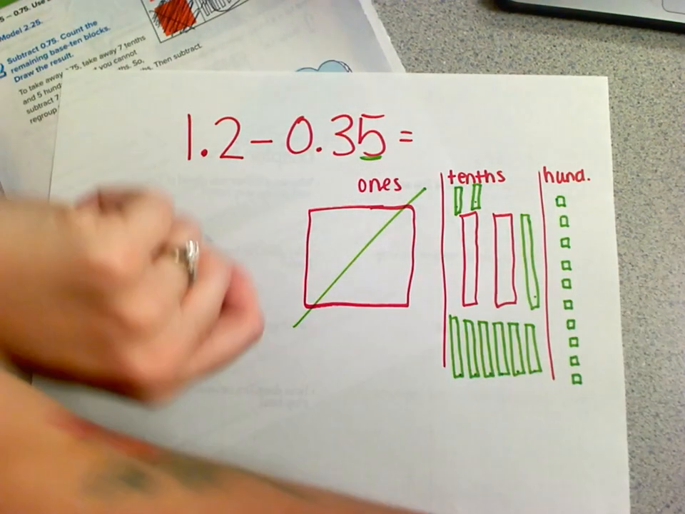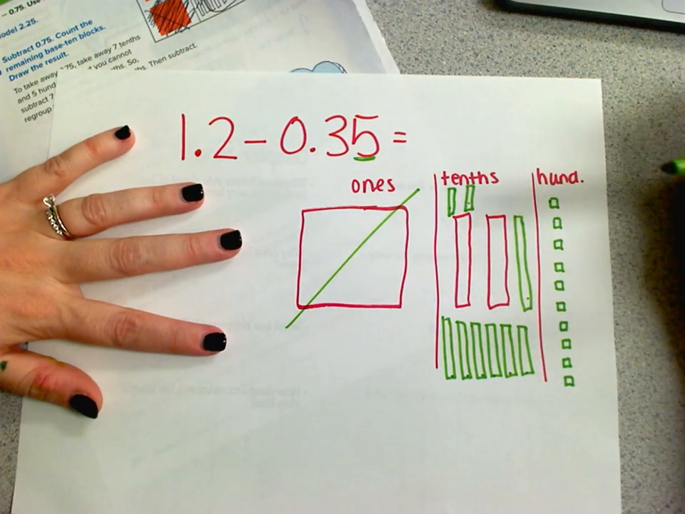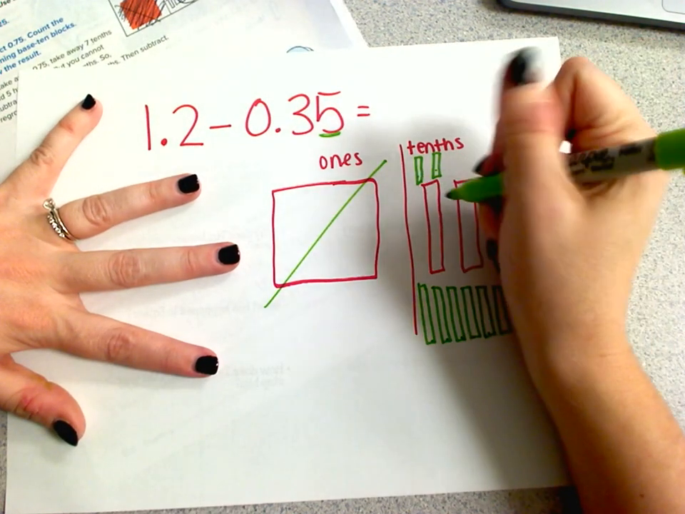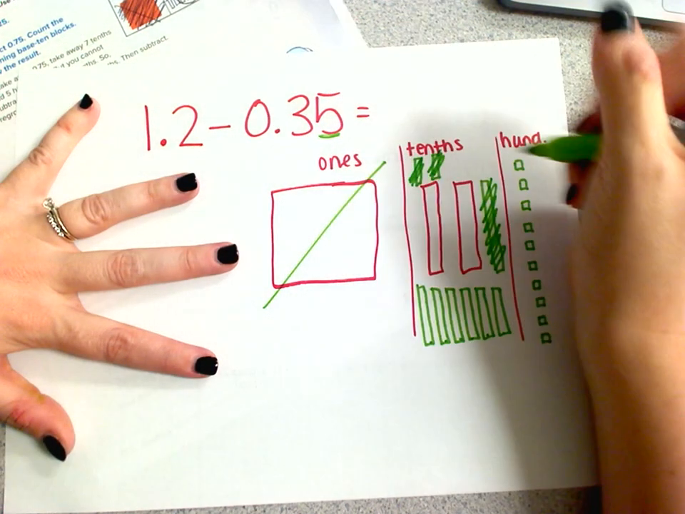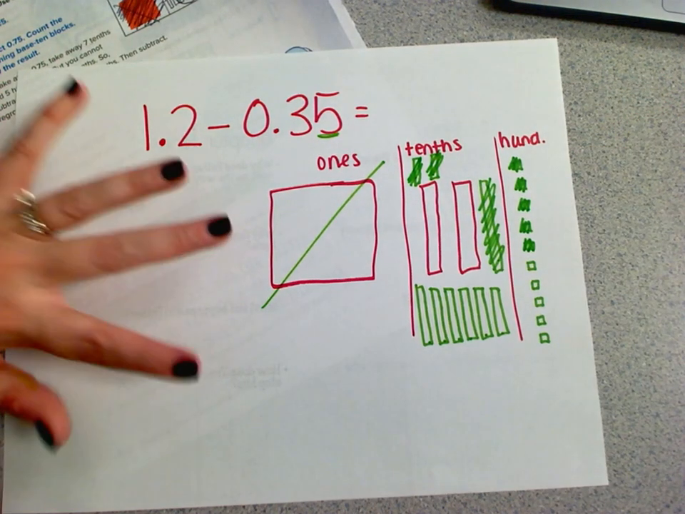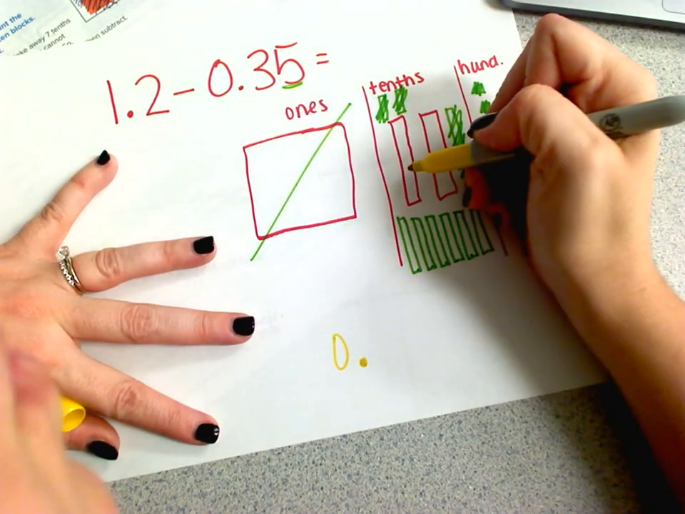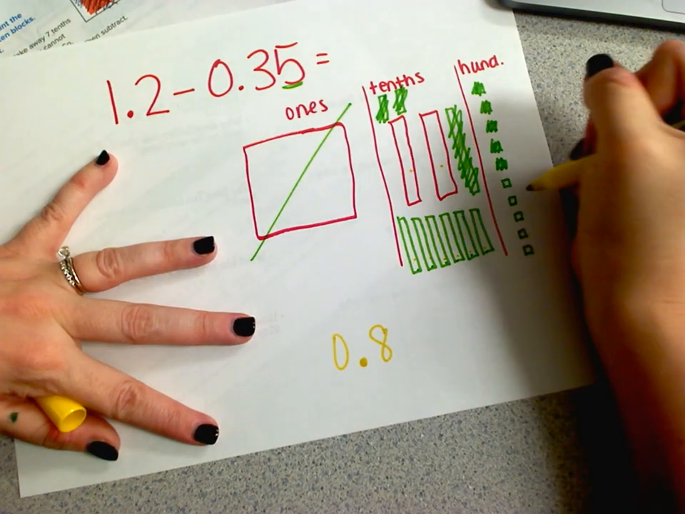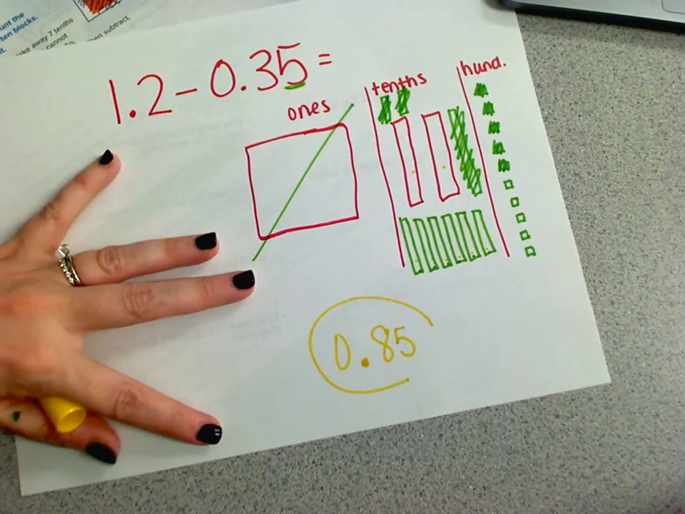Okay, so I need to take 35/100 from 1 and 2 tenths. So let's take 35/100 now. 3/10 minus 3/10, so 1, 2, 3 are gone. And 5/100. 1, 2, 3, 4, 5. Okay, how many do I have now? I have 0 ones left. And I have 1, 2, 3, 4, 5, 6, 7, 8 tenths. And how many hundredths? 1, 2, 3, 4, 5. So I have 0 and 85 hundredths.